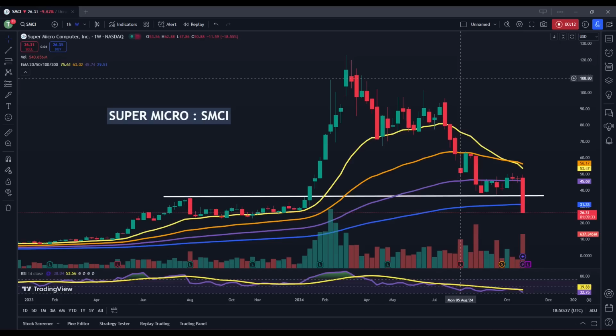We have the current stock market update for Supermicro Computer Incorporated, stock ticker SMCI.